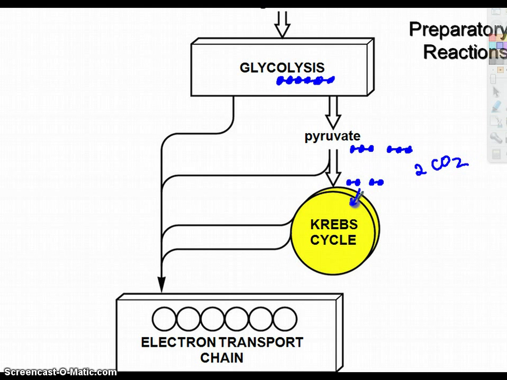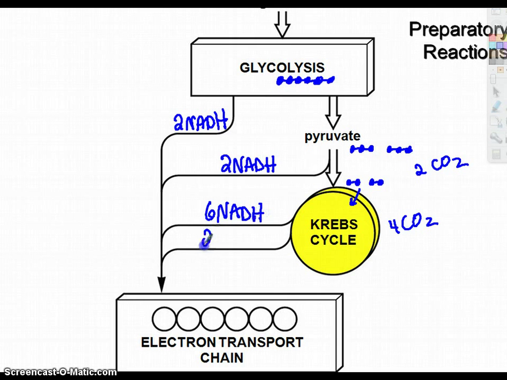And then here, when these feed into the Krebs cycle, we end up with 4 more carbon dioxides. So all of our carbons are gone. But here's the important part. Here, we made 2 NADHs from NAD. We picked up hydrogens from glucose. In the oxidation of pyruvate, we made 2 more NADHs. In the Krebs cycle, how many NADHs do you remember? 6 NADHs and 2 FADH2s, which, by the way, came from FAD.